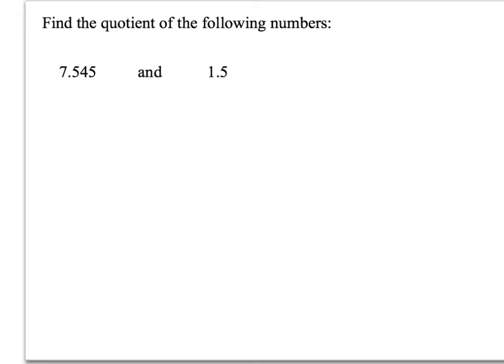Finding the quotient of these numbers, well, quotient means divide, so it's 7.545 divided by 1.5. So I'm going to write this as a fraction, 7.545 divided by 1.5. Okay, now that divisor, 1.5, that's a decimal.